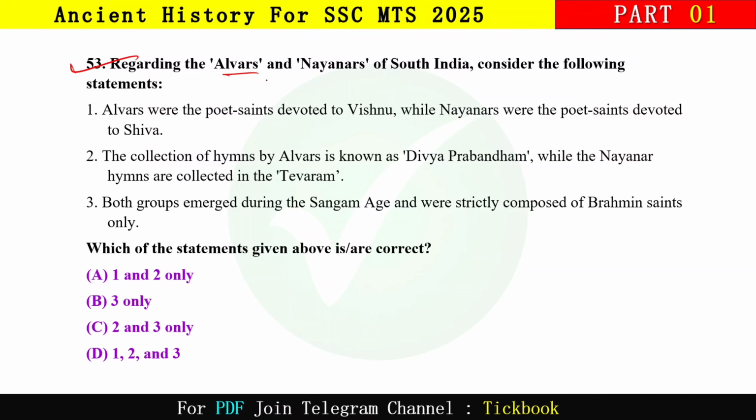53. Regarding the Alvars and Nayanars of South India, consider the following statements. Which of the statements given above are correct? Option number A, 1 and 2 only. Alvars were the poet saints devoted to Vishnu, while Nayanars were the poet saints devoted to Shiva. The collection of hymns by Alvars is known as Divya Prabandham, while the Nayanars' hymns are collected in Thevaram.